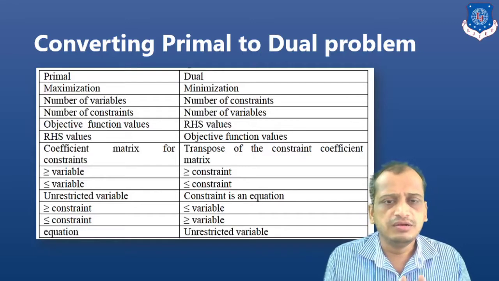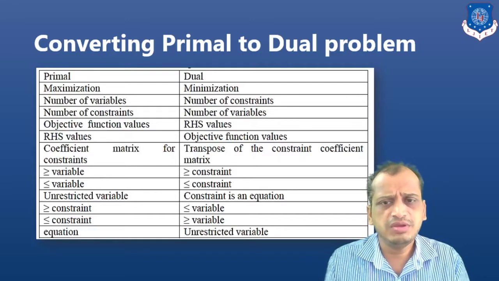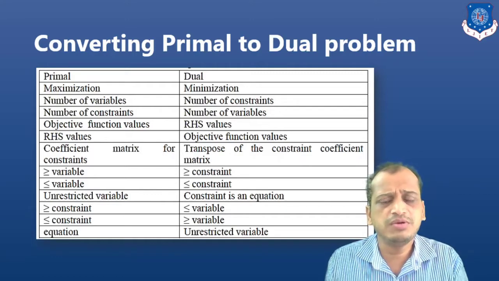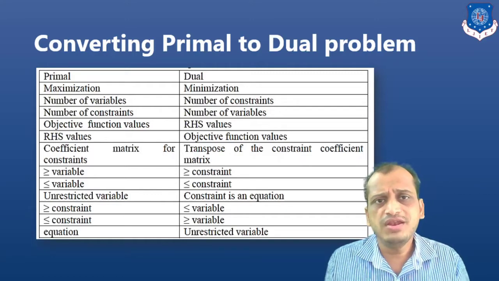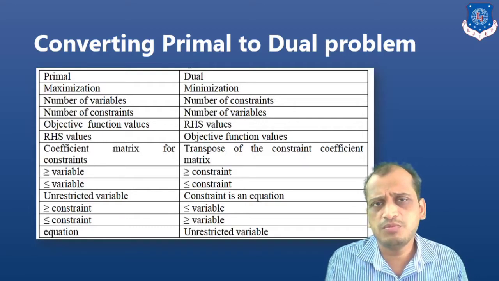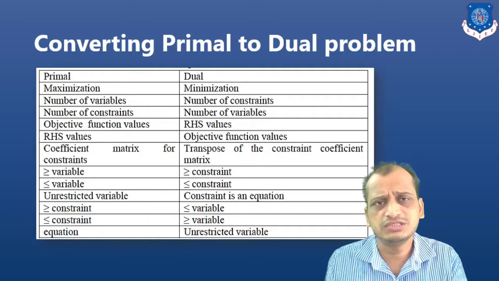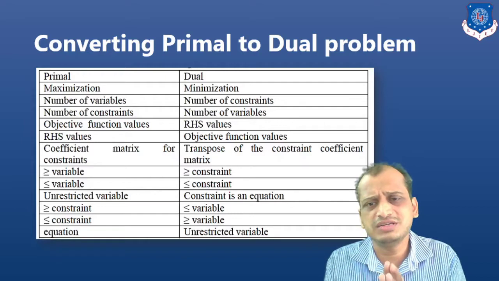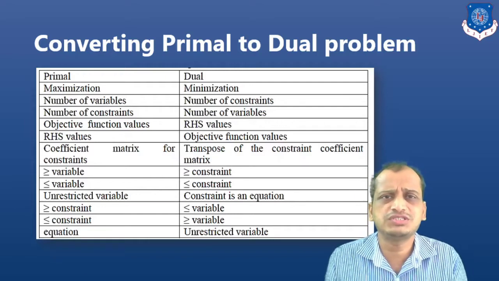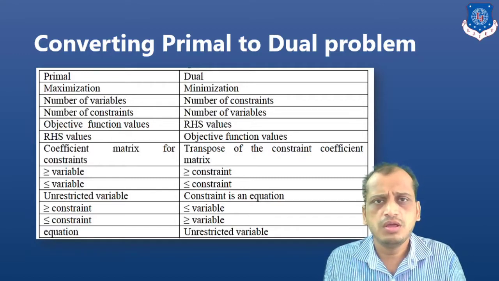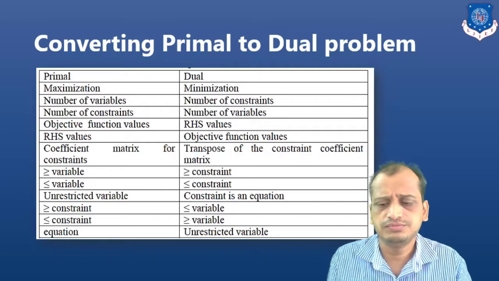In the same way, a greater than or equal to constraint becomes a less than or equal to variable, and a less than or equal to constraint becomes a greater than or equal to variable. When you have an unrestricted variable in the primal problem, it is converted into an equation in the constraint. In the same way, when the constraint is an equation, it becomes an unrestricted variable. It is vice versa from primal to dual; it is literally the other side of the coin. And also the solution you derive from primal and dual is equal.